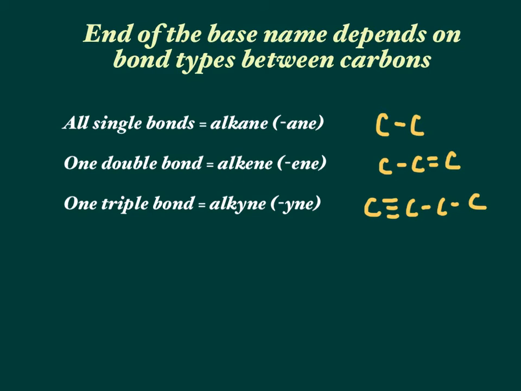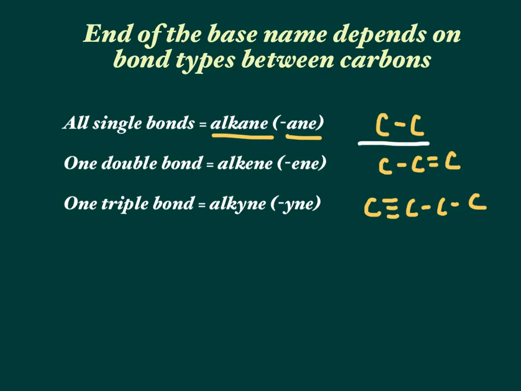Now the end of that base name is going to depend on the type of bonds that happen between the carbons. If they're all single bonds, then it's going to be something called an alkane, and the ending is going to be ane. So here's an example of an alkane. These are 2 carbons. It's the skeleton formula for them because there's no hydrogens on them. Since it's 2 carbons, eth would be the prefix, and ane would be the end, so that would be ethane.